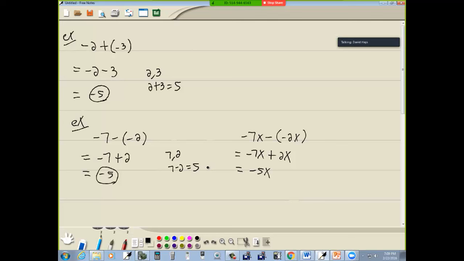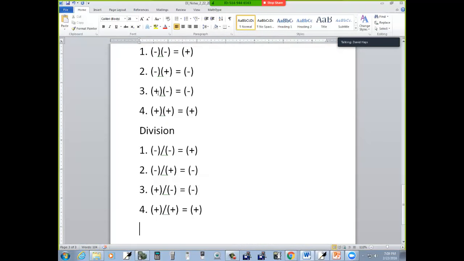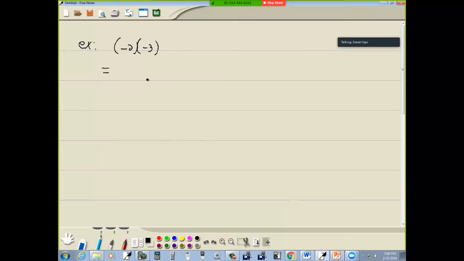Let me clear that off, and then I'll put a couple more examples down. If we have, for example, negative 2 times negative 3. Well, signs are the same. Negative times a negative is a positive. So 2 times 3 would give us 6, and we drop the positive, so our answer would be 6.